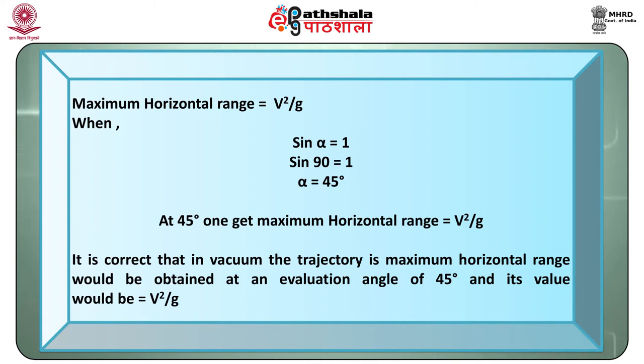When sin 2 alpha is 1, sin 90 is 1, alpha is equal to 45 degrees. At 45 degrees, one gets maximum horizontal range. That would be equal to V square divided by g. It is correct that in vacuum, the maximum horizontal range would be obtained at an elevation angle of 45 degrees, and its value would be V square divided by g.